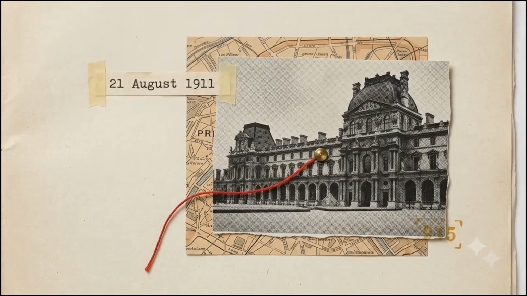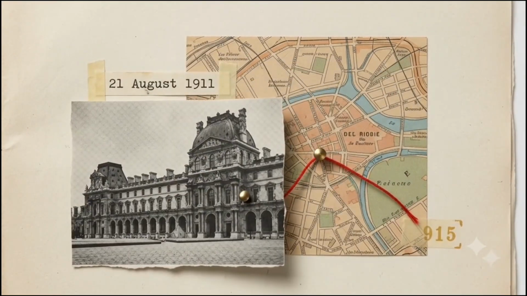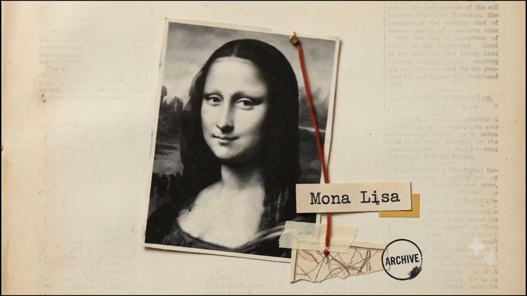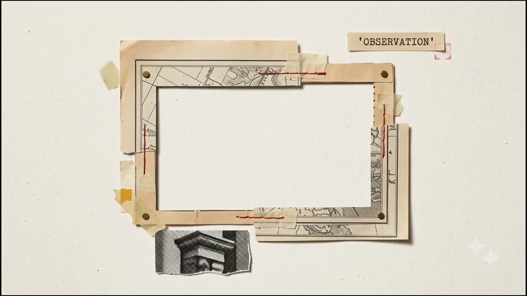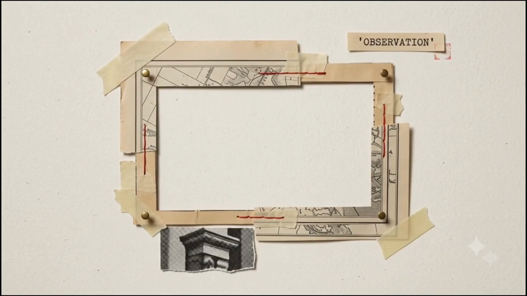On August 21st, 1911, inside the Louvre Museum in Paris, one of the world's greatest works of art quietly disappeared. The painting was Leonardo da Vinci's Mona Lisa. At first, no alarm was raised because museum staff assumed it had been removed for photography or conservation. By the time the mistake was discovered, the painting was gone.